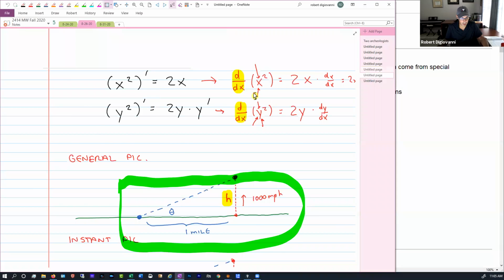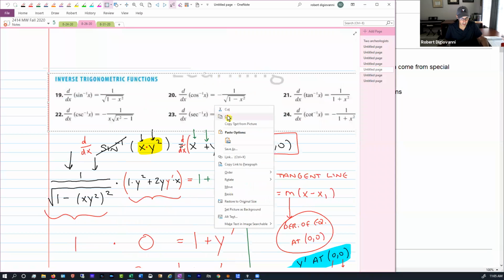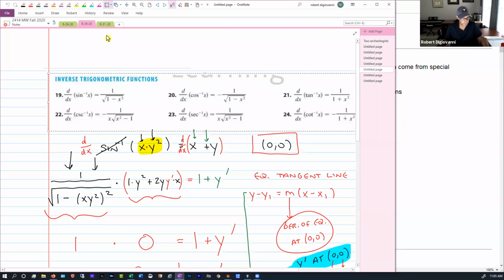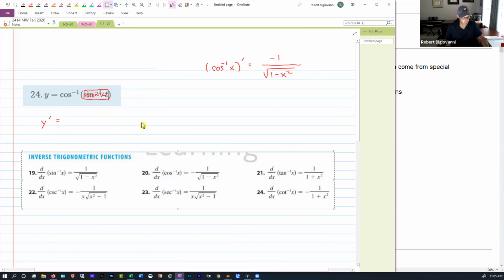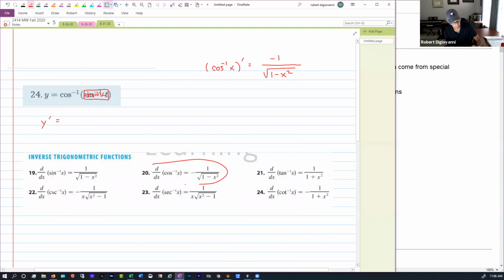I think I have it right here. Yeah, let me just grab that, copy it, and bring it over here real quick. So I'm just using, I got a cramp. I'm just using that formula right there.